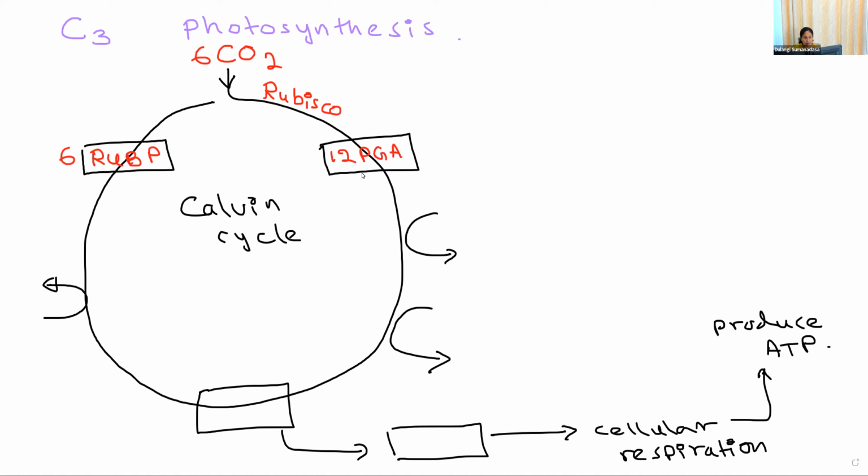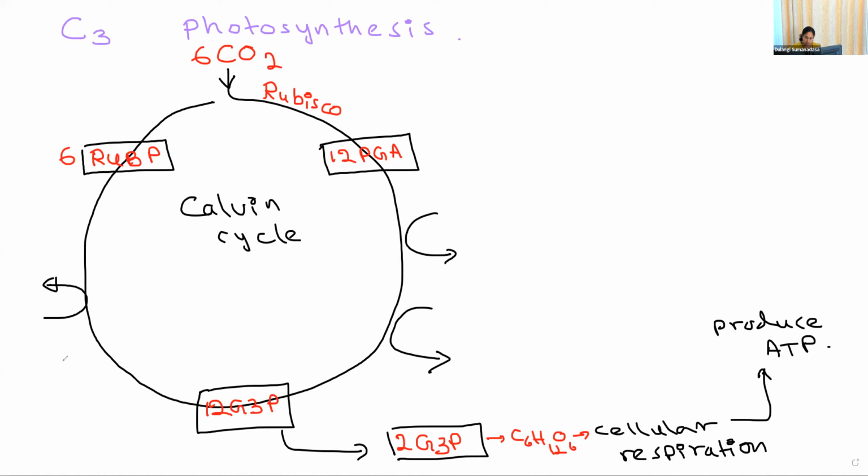And we are making 12 PGA. I need you to remember the numbers. 12 PGA, phosphoglyceric acids, are going to reduce into 12 G3P. From this 12 G3P, we are going to use 2 of them to produce glucose. I forgot one box. You have to have glucose. So glucose is the substrate for cellular respiration to produce more ATP.